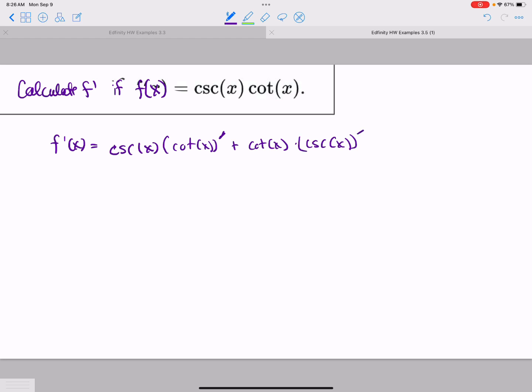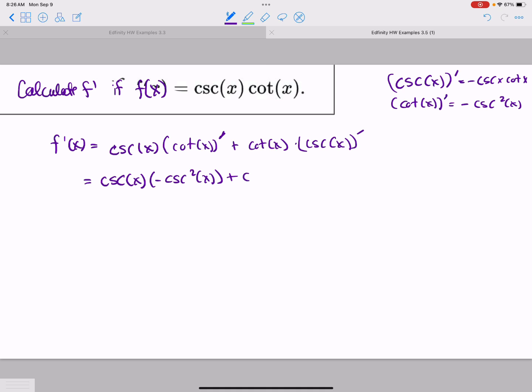So here's where I'd have that little list handy of the derivative rules. Just to write this down, the derivative of cosecant x is negative cosecant x cotangent x, and the derivative of cotangent x is negative cosecant squared x. Now just plugging in, I have cosecant x, that didn't change. The derivative of cotangent is negative cosecant squared, plus cotangent x times the derivative of cosecant, which is negative cosecant x cotangent x.